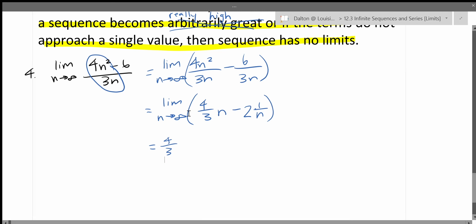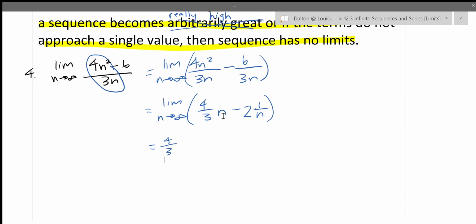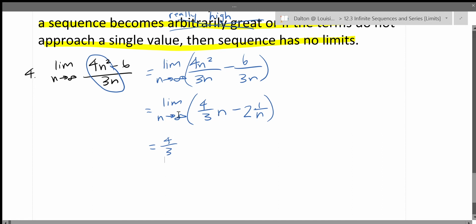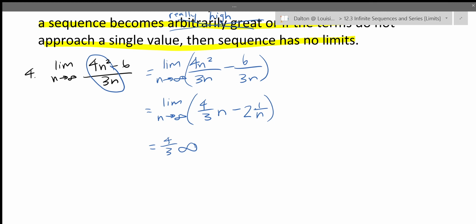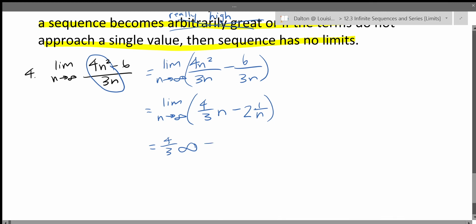What is the limit of n as n approaches infinity? Think about that for a second. As n approaches infinity, what happens to n? Yeah, as n approaches infinity, this n will also approach infinity. Now, infinity is not a real number, but what happens is that n is getting bigger and bigger and bigger and bigger. Minus the limit of 2 is 2, the limit of 1 over n is 0.